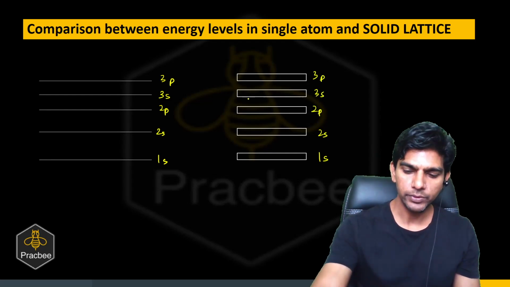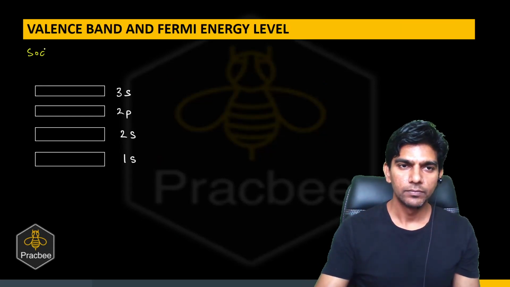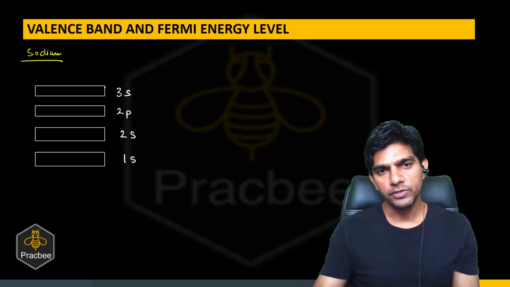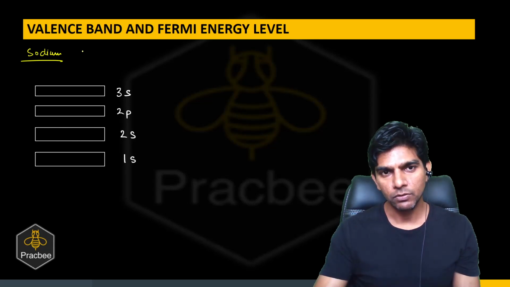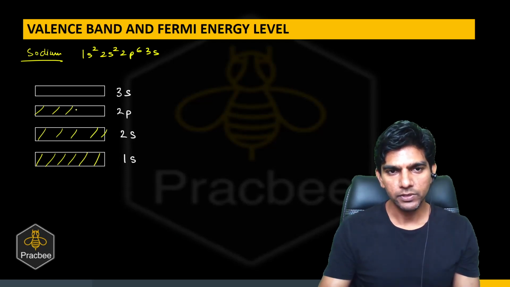So let us take an example of sodium. In sodium, if I write down the electronic configuration, it is 1s2, 2s2, 2p6, 3s1. So we can say the 1s orbital is completely filled, 2s is filled, 2p is filled, and 3s is partially filled.